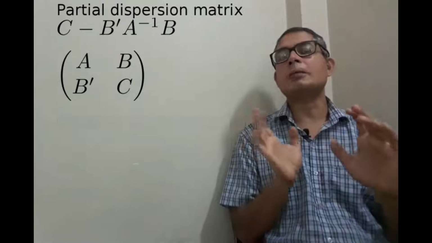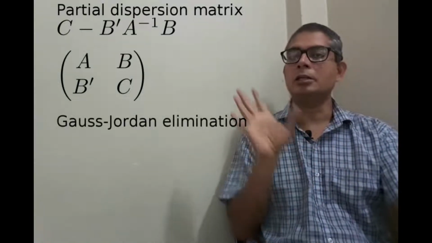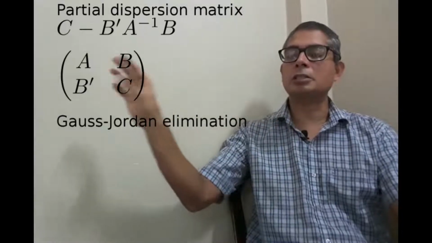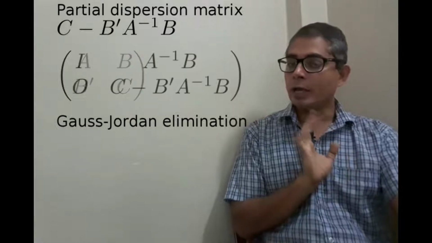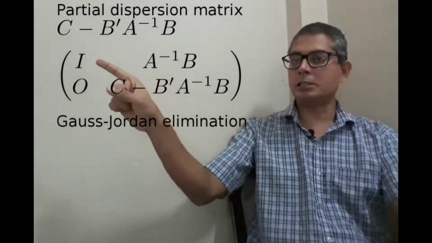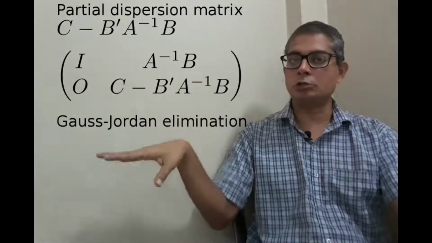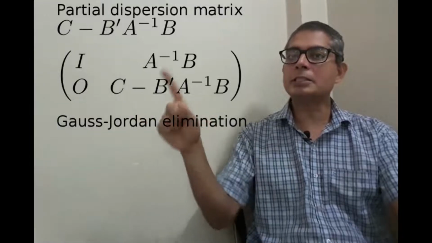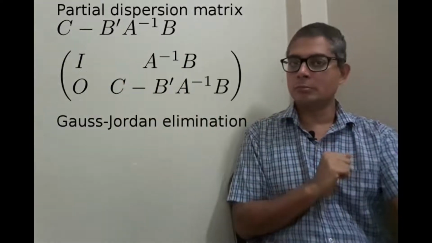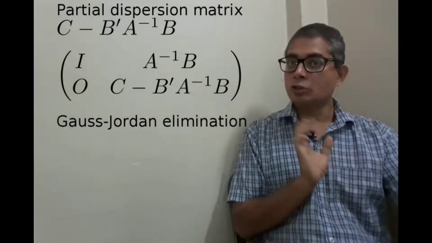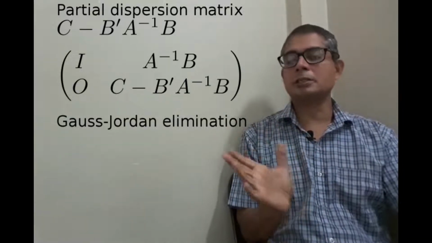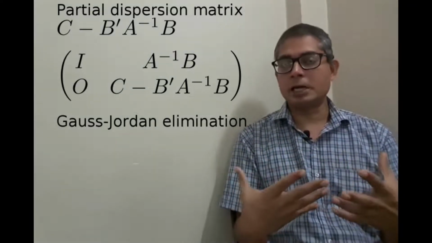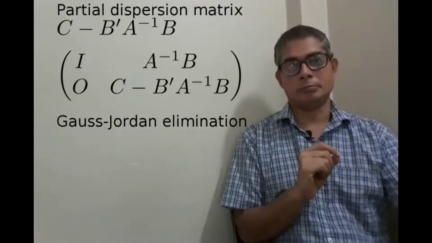Now suppose we start applying Gauss-Jordan elimination to this matrix, but we stop the moment A turns into the identity matrix. Now when that happens, this becomes identity and all these entries have been swept into zeros. Then the lower right hand block is precisely of the form that we want it to be. So you see, the partial dispersion matrix comes out as a byproduct of Gauss-Jordan elimination. This gives us an efficient computational scheme.